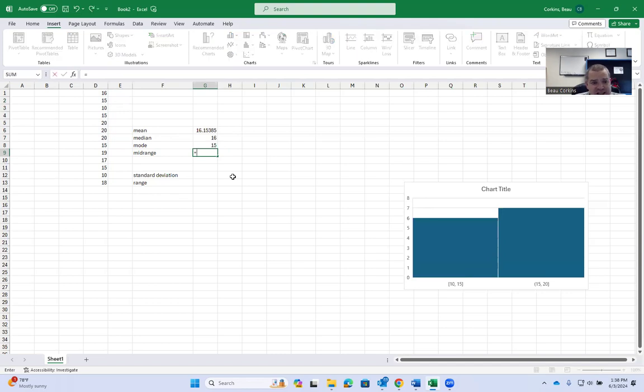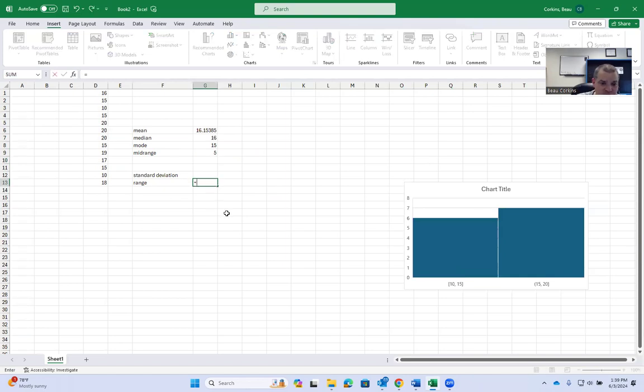Mid-range is one that actually is not in Excel. So equals open parenthesis, but I can use the max command. So I'm going to do max, then close parenthesis, minus the min, open parenthesis, close parenthesis, and then close it again, divided by 2. So the mid-range is basically the range divided by 2.